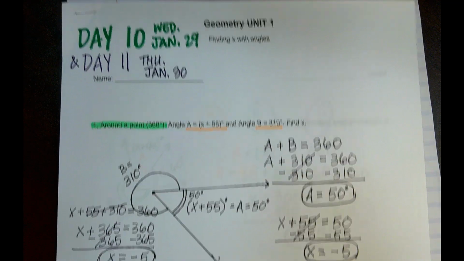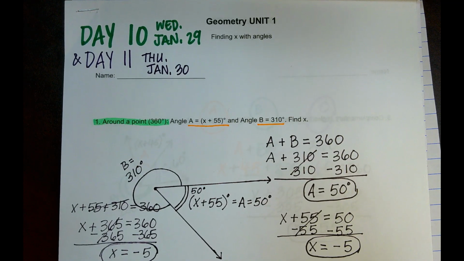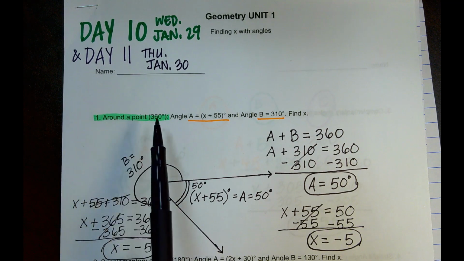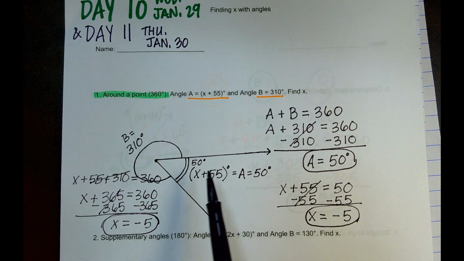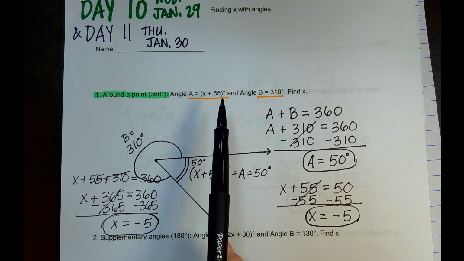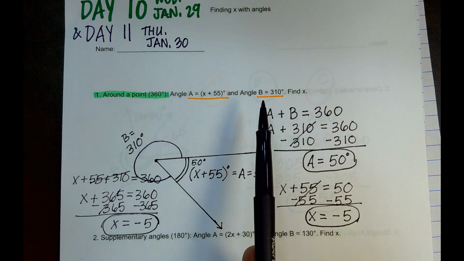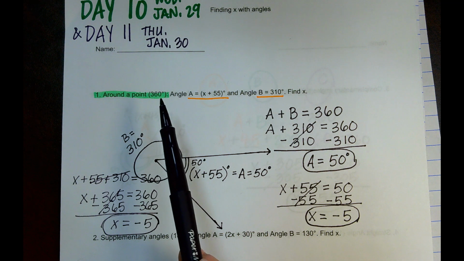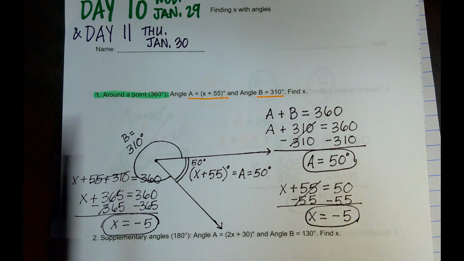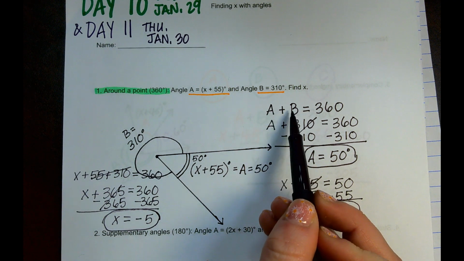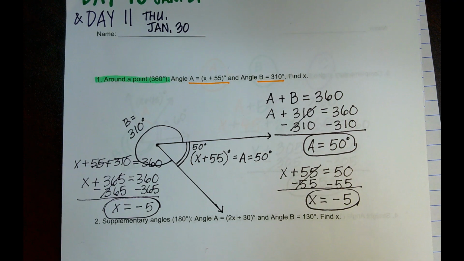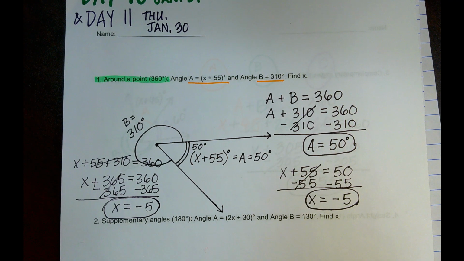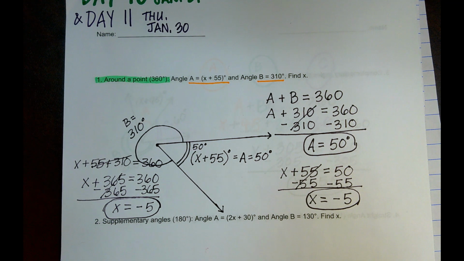Yesterday I gave you this packet, and we solved a lot of them with angles around a point. We take whatever angles they give us, and when we add them together, we know they add up to 360 degrees because that's what they told us. So we just replaced A and B with the values they gave us, and we solved. We found our answers.